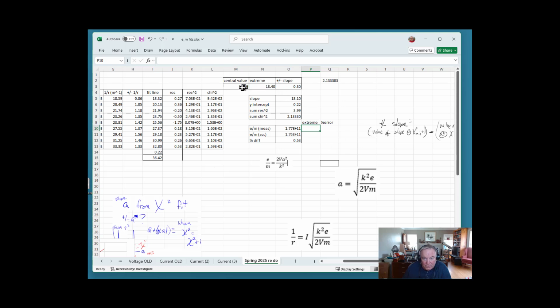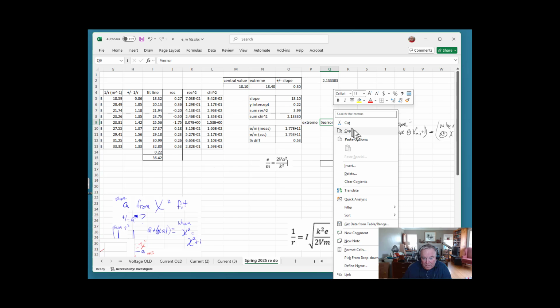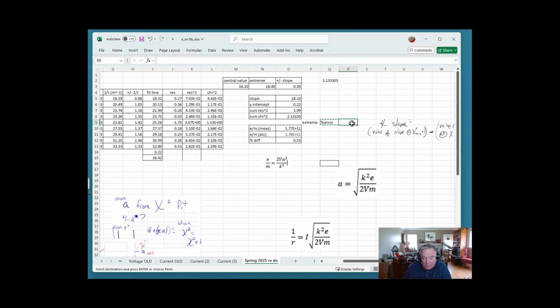I used the values of the slope and the plus minus on the slope, but I need to get a plus minus on the E over M. And in fact, I need to move that up even more over. So plus minus E over M. And once again, when I just put the plus minus, I have to put an apostrophe so I don't confuse Excel.